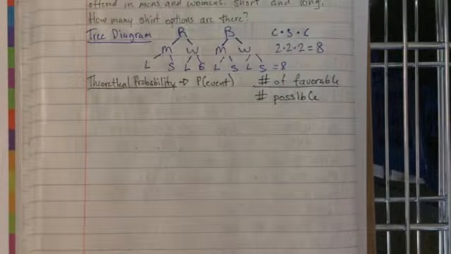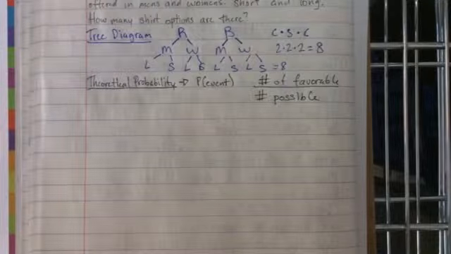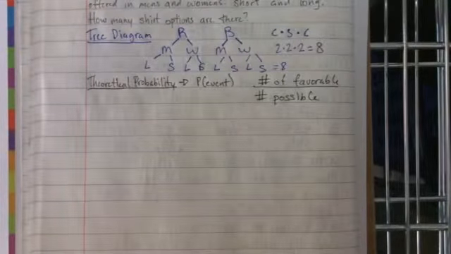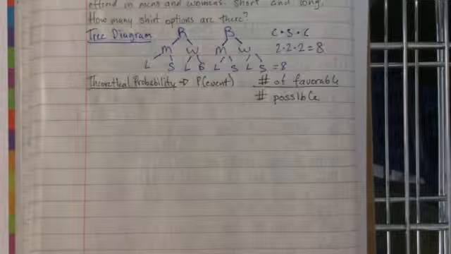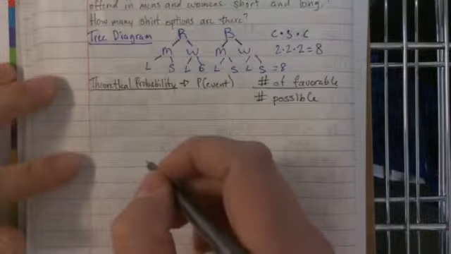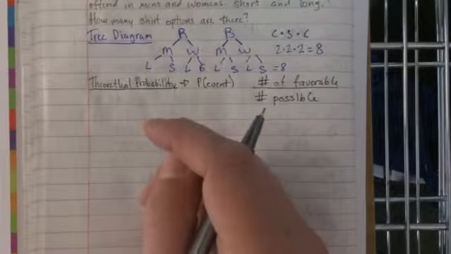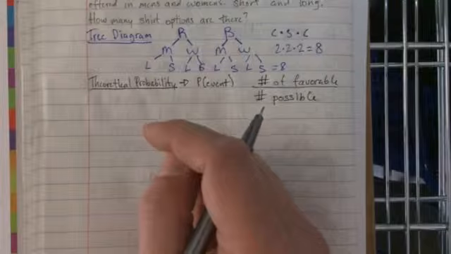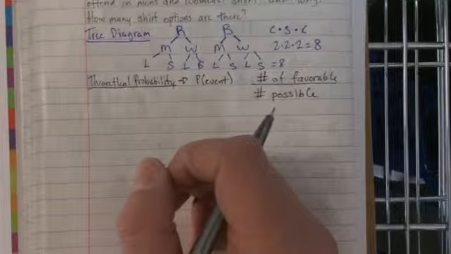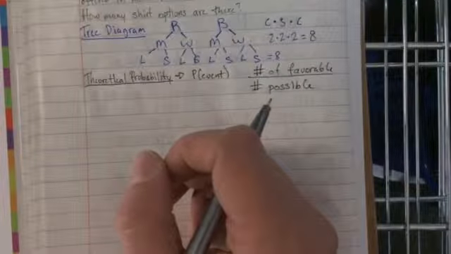So, theoretical probability is the probability of an event. The numerator is the number of favorable events over the number of possible events. So let's look at something a little more concrete, a little less abstract, all right? So let's say, what's the probability of tossing two coins, and both of them are tails? Let's work through it so we can show how this works.